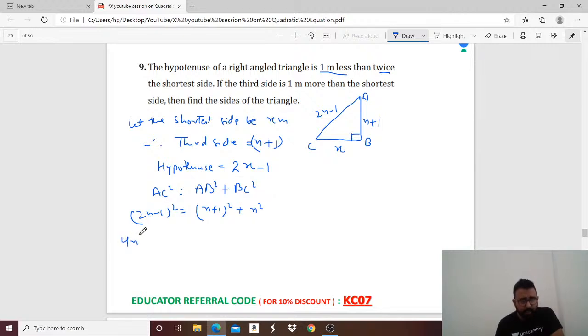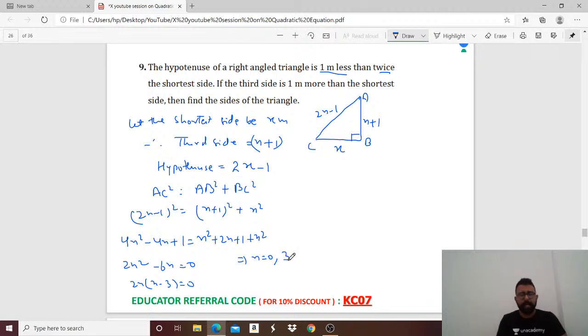So open this. So 4x square minus 4x plus 1 is equal to x square plus 2x plus 1 plus x square. Take it to one side. So 4x square minus 2x square, this will be 2x square, minus 4x minus 2x is minus 6x, and 1 and 1 gets cancelled, so this is 0. Take 2x common, x minus 3 is equal to 0, implies x is 0 or 3. Obviously x will not be 0, right? So that means finally x will be 3.